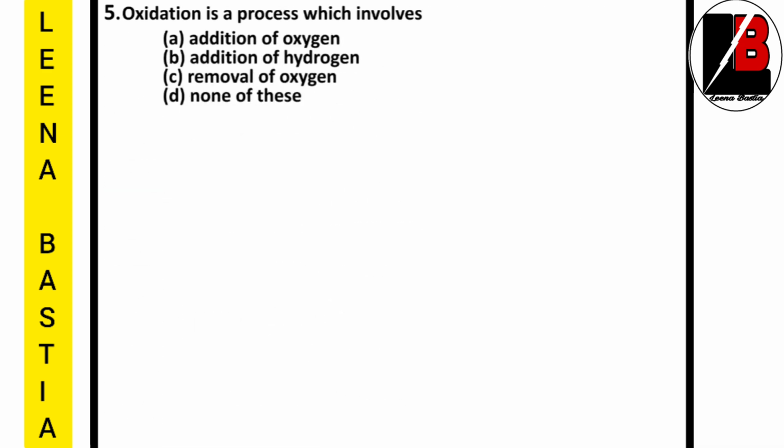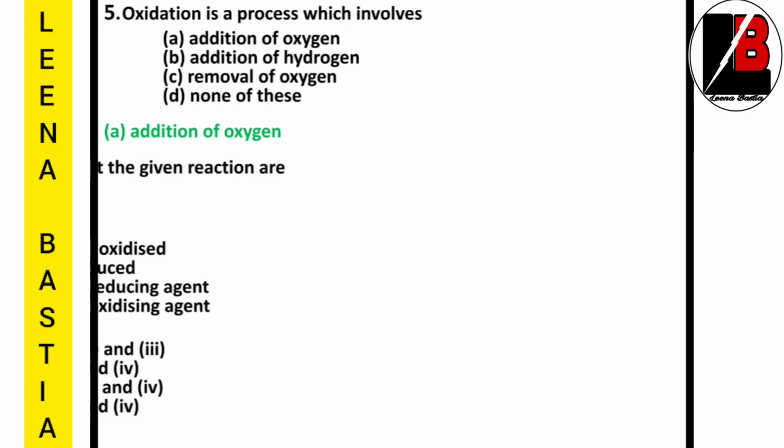Question number 5. Oxidation is a process which involves: option A, addition of oxygen; option B, addition of hydrogen; C, removal of oxygen; D, none of these. So the answer is addition of oxygen. Oxidation says what? Addition of oxygen or removal of hydrogen. So clearly the answer will be option A.